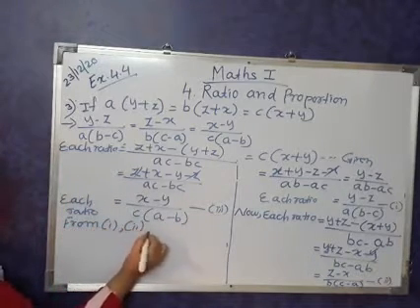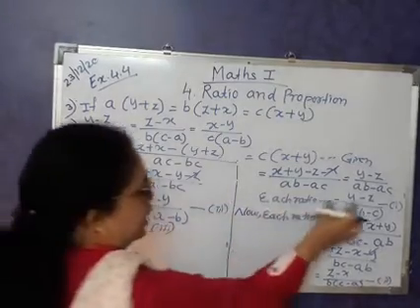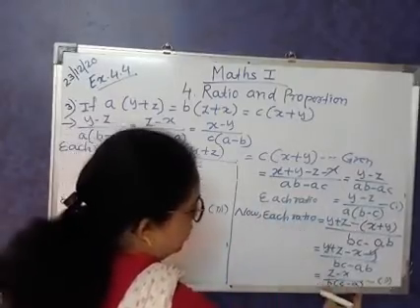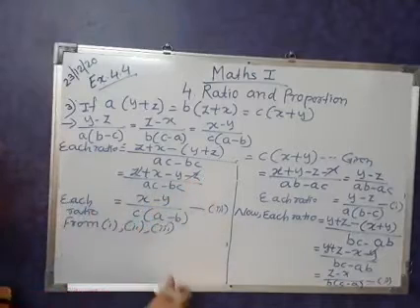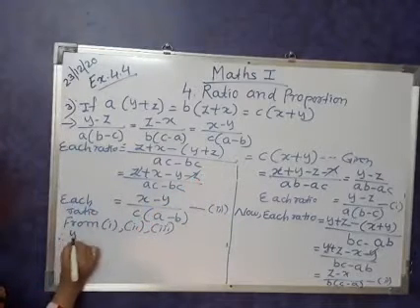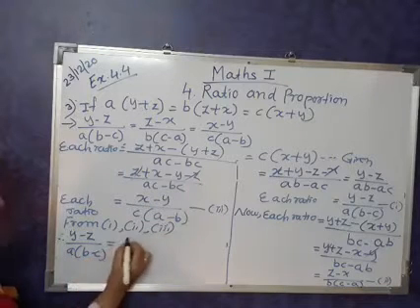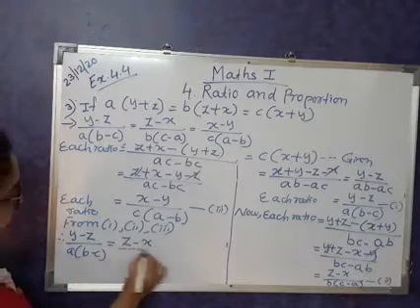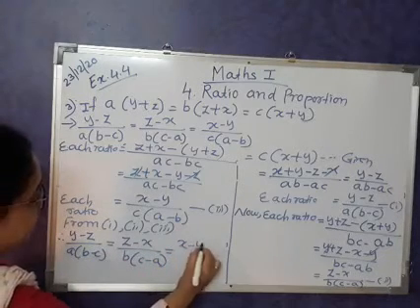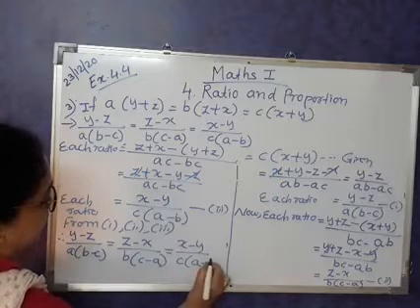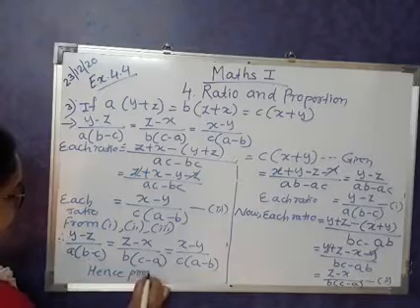Now from 1, 2 and 3, what we are getting? In the first case, each ratio is equal to this. Each ratio is equal to this. And each ratio is equal to this. So each ratio is equal to this. So what we will get? (Y minus Z) upon A(B minus C) is equal to (Z minus X) upon B(C minus A) is equal to (X minus Y) upon C(A minus B), and lastly write down, hence proved.